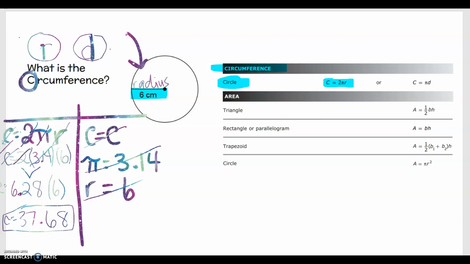All right, go ahead and take this and apply it to any of the other circles that you have to find circumference with. All right, good luck, guys.